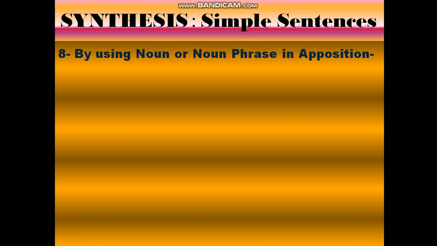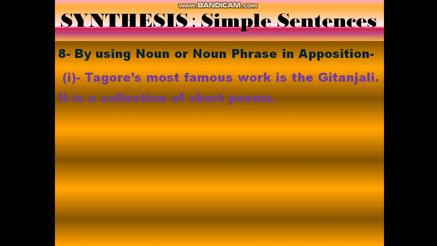The last method is by using noun or noun phrase in apposition. When we put a noun or noun phrase within commas, it is called noun or noun phrase in apposition. When we have two pieces of information about something, then we use one within commas and the second to complete our sentence. For example, here, Tagore's most famous work is the Gitanjali.